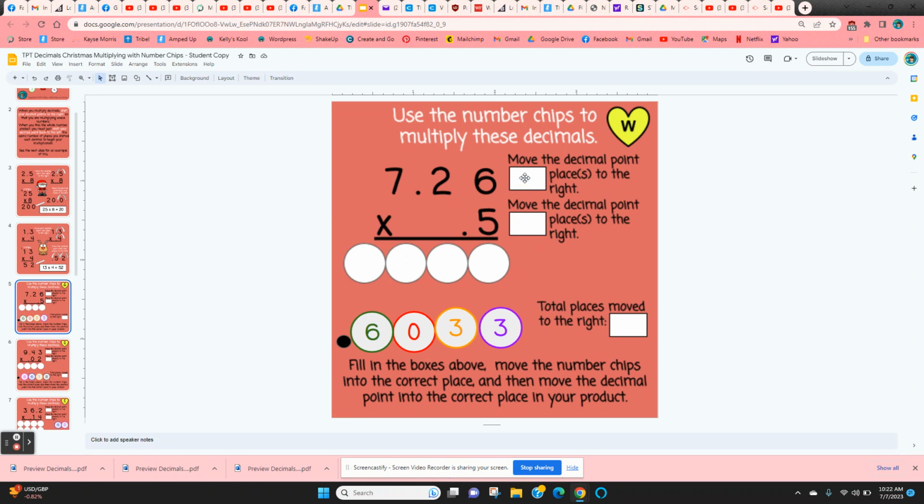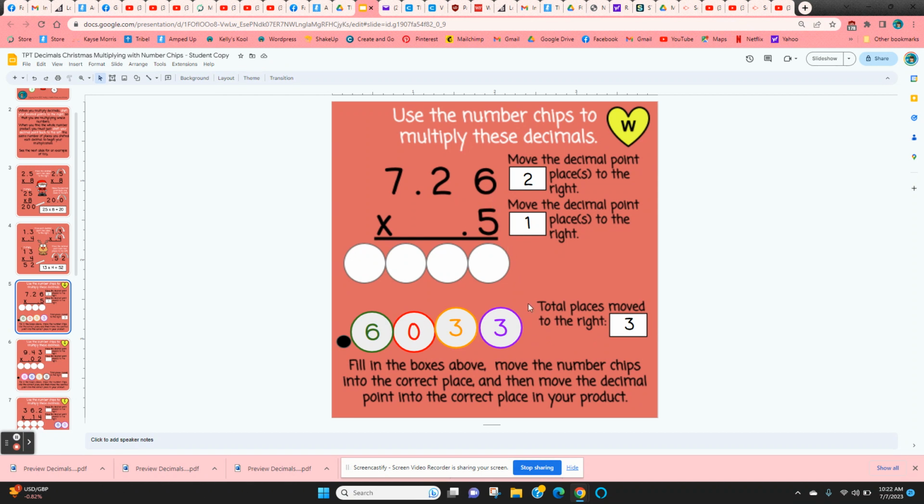So it starts with asking students on the first factor, how many places are we moving the decimal point to the right? So they're going to type in 2. The second factor, we're moving a decimal point one place to the right, which is a total of 3 places to the right. So that helps the students when they need to place their decimal point in the answer.